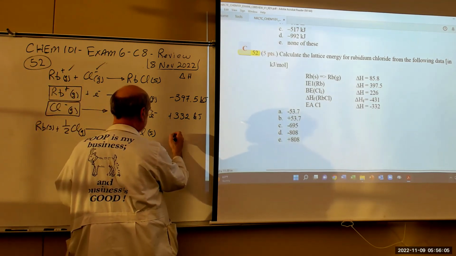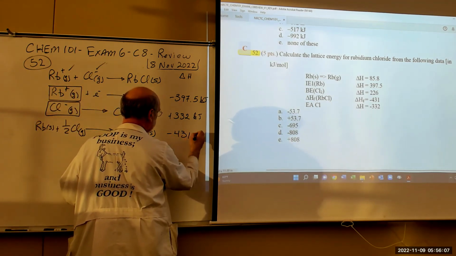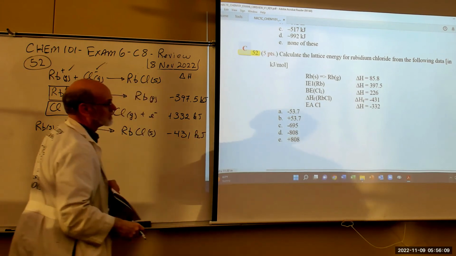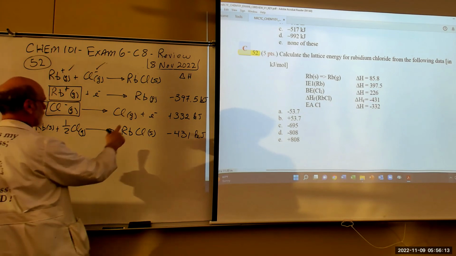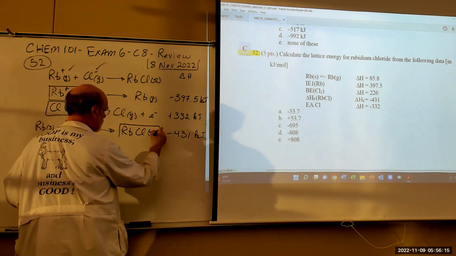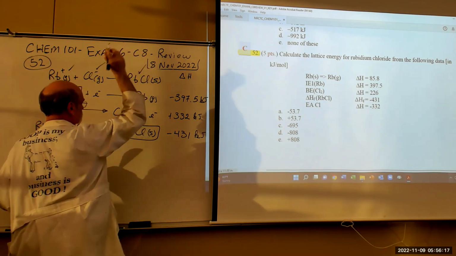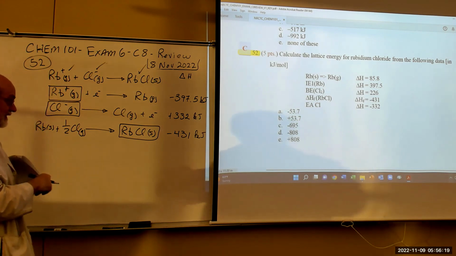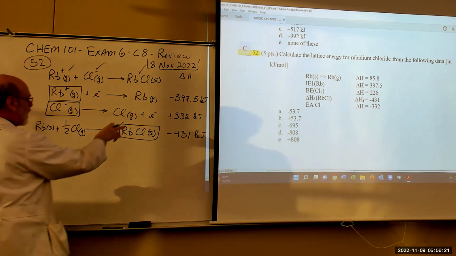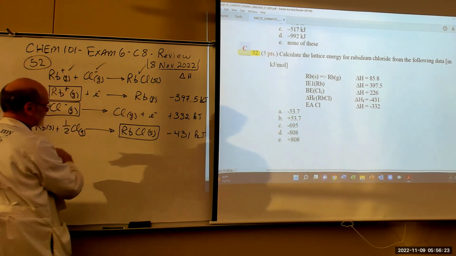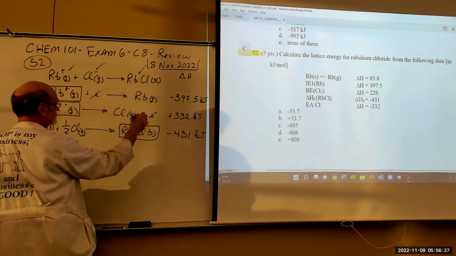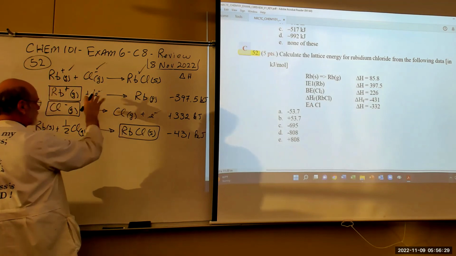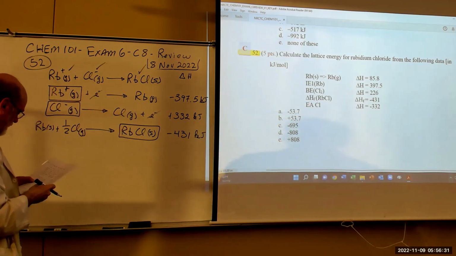And that value is going to be minus 431 kilojoules. We didn't have to change that one at all. So that gives us this one right here. Now what we have left over are these other things that we need to get rid of. Well, the electrons are already gone. Right side, left side, electrons are gone.